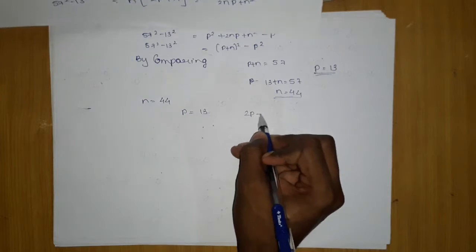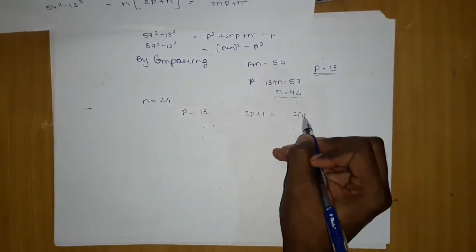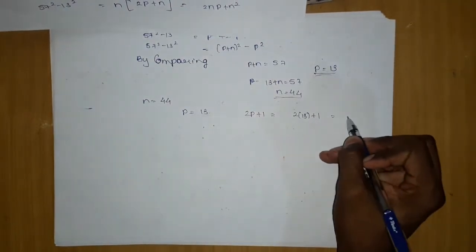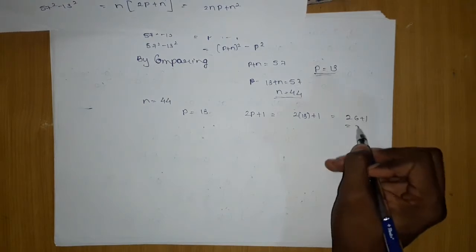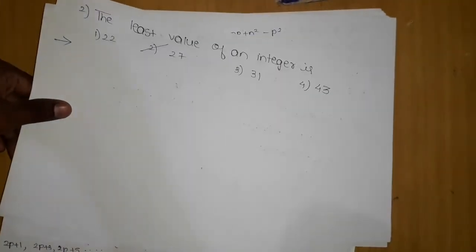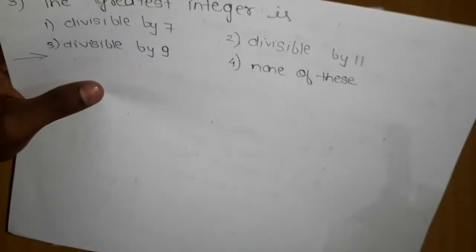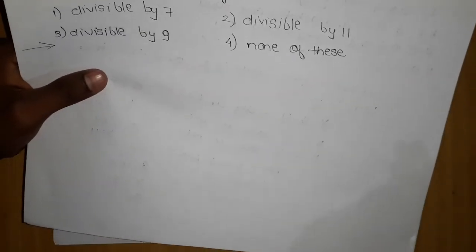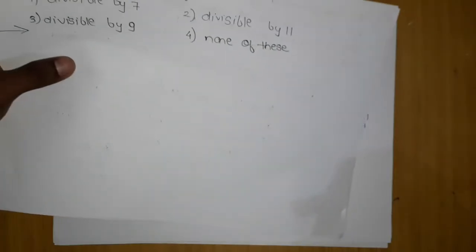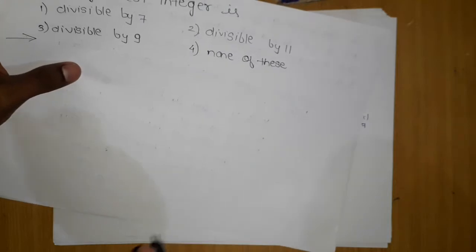So the starting term is 2p plus 1. If I substitute 13 here, 26 plus 1, which is nothing but 27. So the least value is nothing but 27. The second option is correct. Now let's check the third. The third is telling the greatest integer is divisible by 7, divisible by 11, divisible by 9, or none of these. So we have to find the greatest integer.